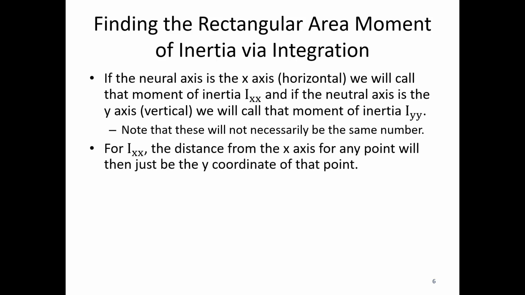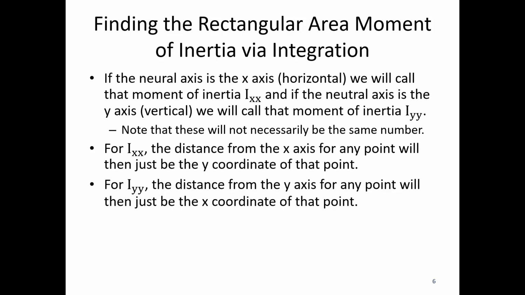So for Ixx, the distance from the x-axis is actually going to be the y-coordinate of a point. So the further I go up or down from the x-axis, that's a vertical distance there. For Iyy, the distance from the y-axis for any point is just going to be the x-coordinate. So it's a horizontal distance left or right from the y-axis. And if y is at x equals 0, my x-coordinate is that distance. So this is a bit confusing because my distances for Ixx are actually y values. My distances for Iyy are actually x values.